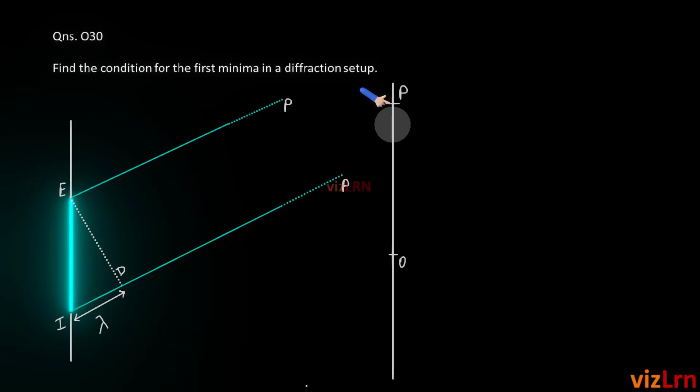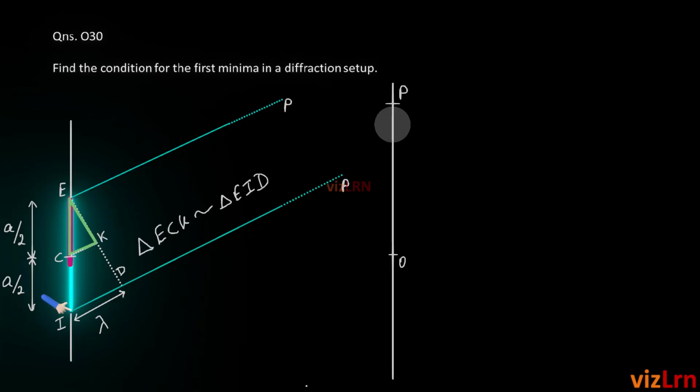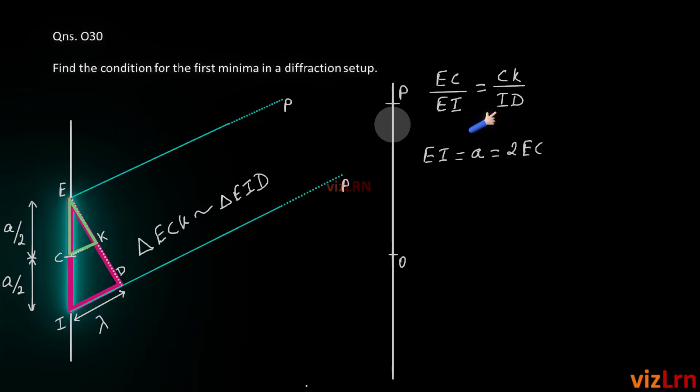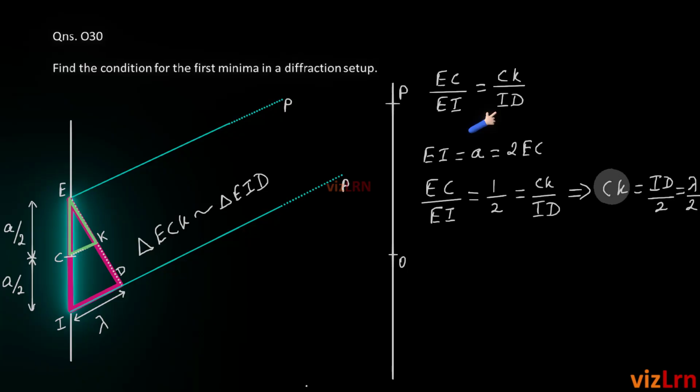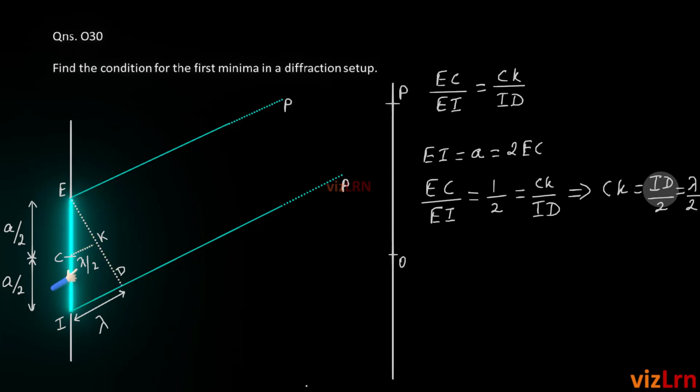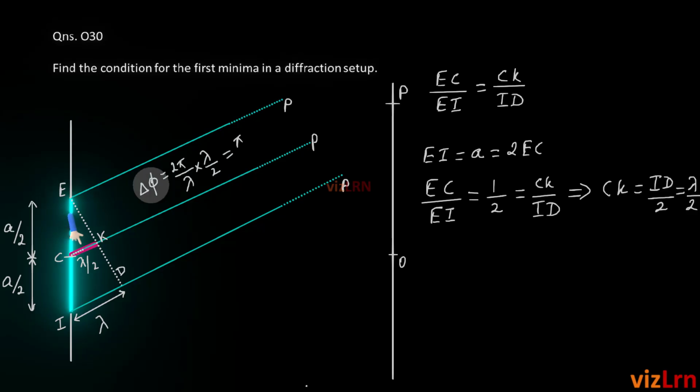Now as a next step, let us divide the slit into two equal halves, EC and CI. So in the similar triangles ECK and EID, EC upon EI is equal to CK upon ID. And since EI is twice of EC, implies CK is half of ID. That is, length CK is equal to lambda by 2. That is, the rays from E to P and C to P will have a path difference of lambda by 2, which implies they will have a phase difference of pi at the point P.